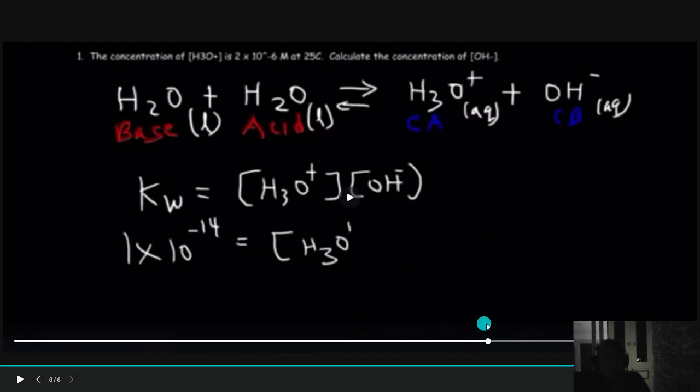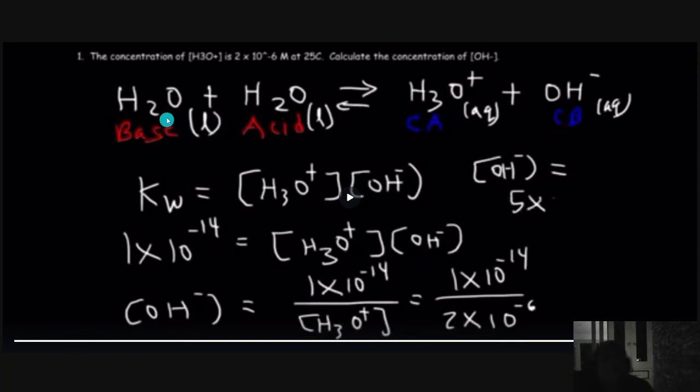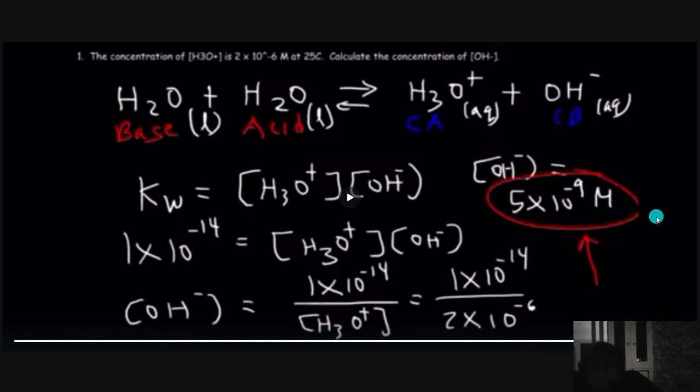I'll just remind you of the parts here. The first H2O written here is the base, the one that accepts the proton, and the next H2O is the acid that donates the proton. H3O+ is the conjugate acid, and OH minus is the conjugate base. And this is the final answer, 5 times 10 raised to negative 9 M.